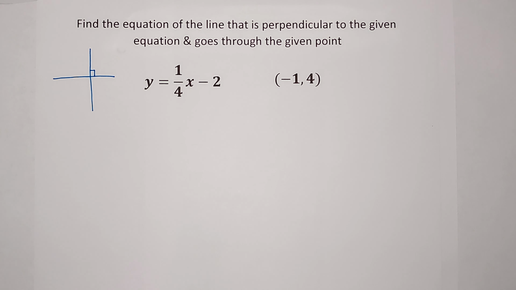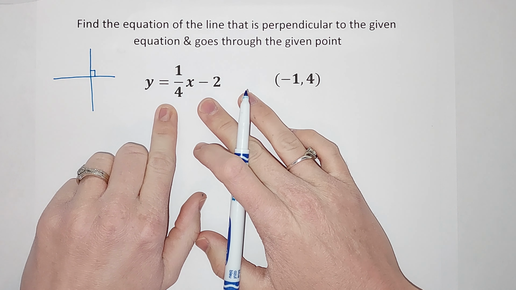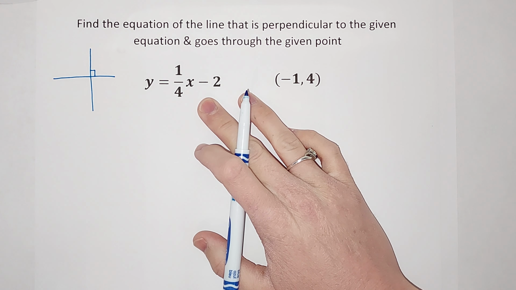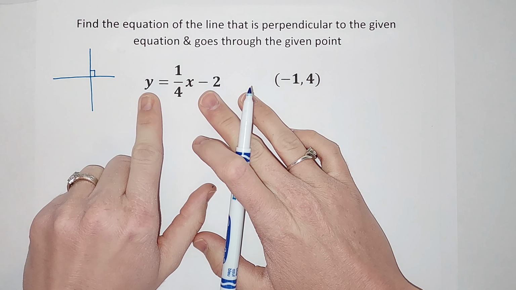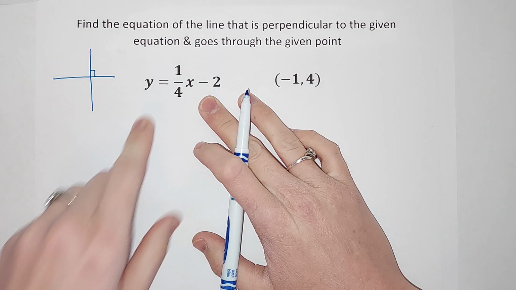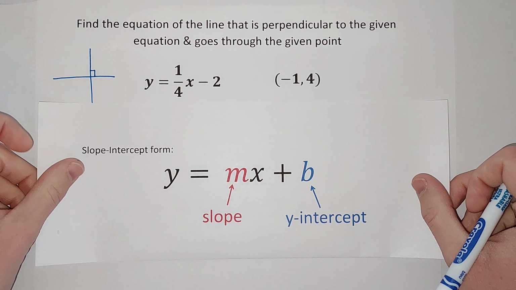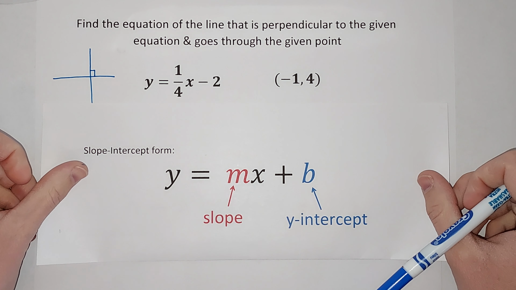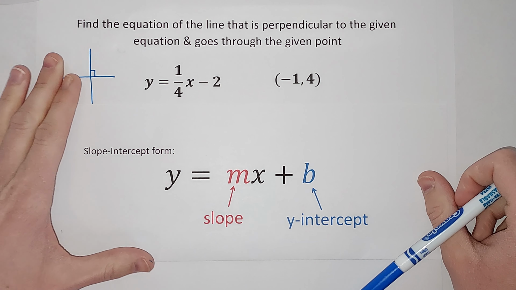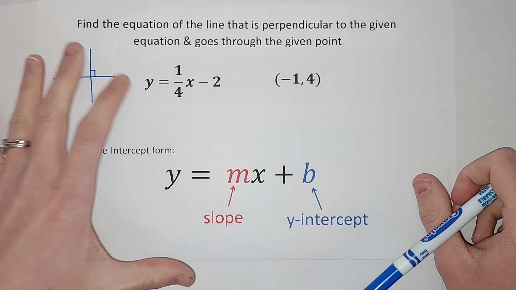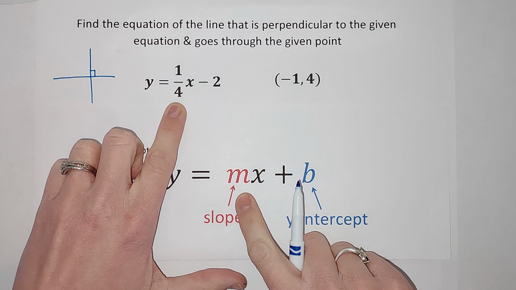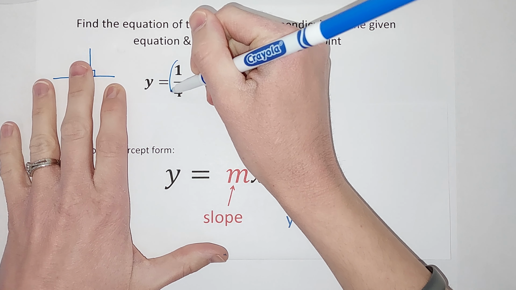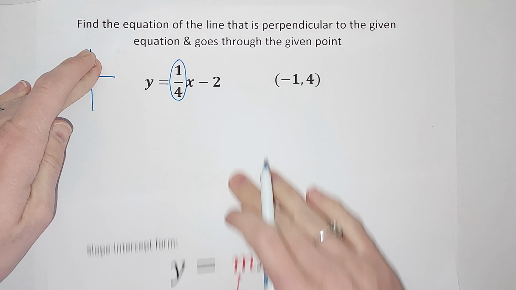Okay, so when two lines are perpendicular, their slopes are related to each other. So I need to figure out what the slope of this line is to figure out what the slope of the line that is perpendicular to it is. That was a mouthful. Hopefully it made sense. So luckily for us, this equation is already in slope-intercept form. Y is alone. If you're not super familiar with this, I will link a video in the corner. But when I am in slope-intercept form, the number in front of my x is my slope. So this is the slope of this line.